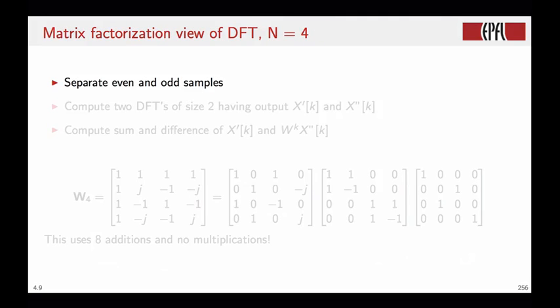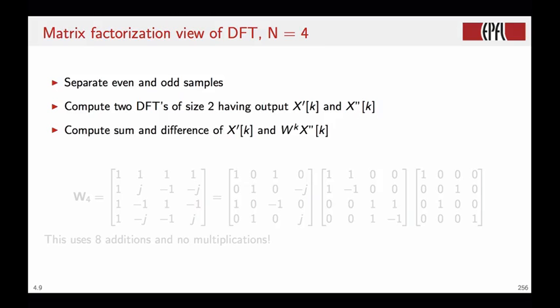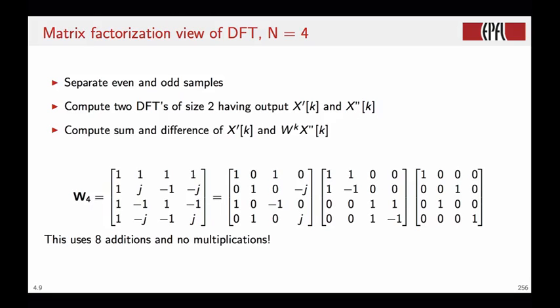Okay, now we can see this as matrix factorizations. Okay, so let's see this first on a DFT of size 4. What do we do? We separate in even and odd samples. Then we compute two DFTs. We compute the sum and difference. Okay, we wrote it out here. I'm not expecting that you understand this immediately by looking at 4 matrices of size 4 by 4. So let me try to explain.